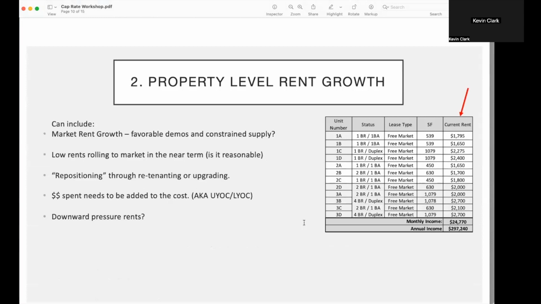The next component of the cap rate is property level rent growth. What this means when we say property level is the property itself has an opportunity to increase rents. It can increase rents in a bunch of ways, right? It can increase rents because the market rents are growing. You're in a favorable demographic that has a lot of demand for real estate assets. Rents are going up because there's constrained supply. You have a high expectation that market rents are going to increase over time.